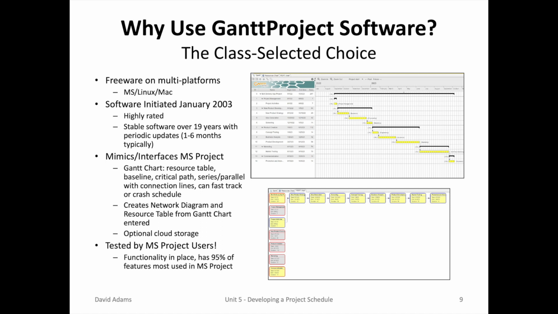The Gantt project software is freeware that's open source and it's available on multiple platforms. The software was initiated in 2003, is very stable, and has been around for 19 years with periodic updates every 1 to 6 months. And it mimics and interfaces with MS Project. I am an expert at MS Project, and I can tell you I tested this program fully, and you'll find it has 95% of the features most used in doing project scheduling.